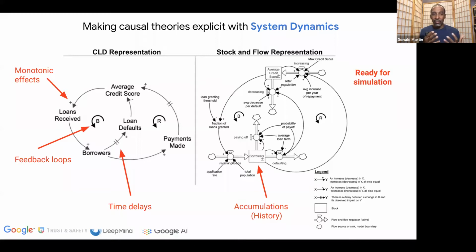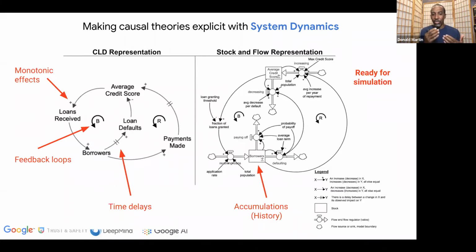And key elements of these diagrams, number one, is the causal factors. So in this case, causal factors are things like average credit score, loan defaults, payments made. And then there are causal links between those factors. Those are the lines with the arrows.